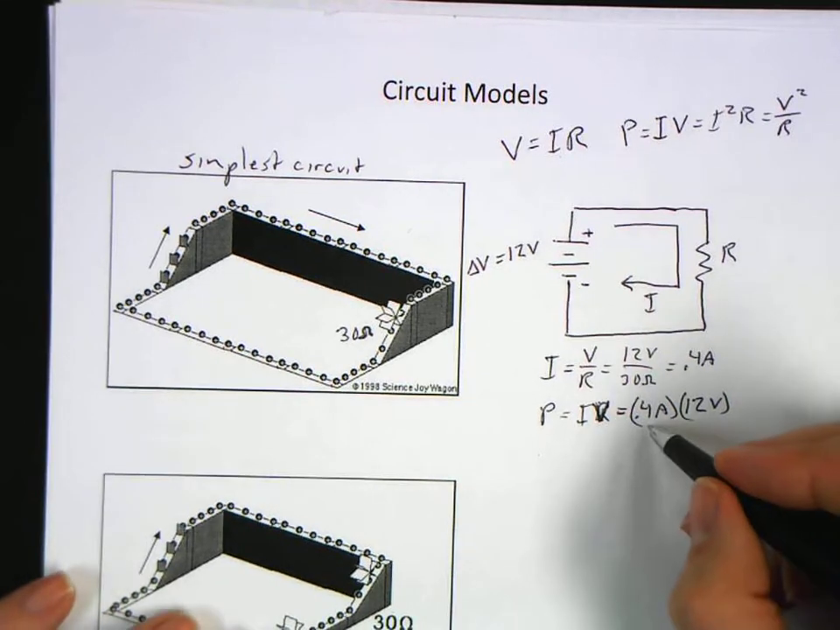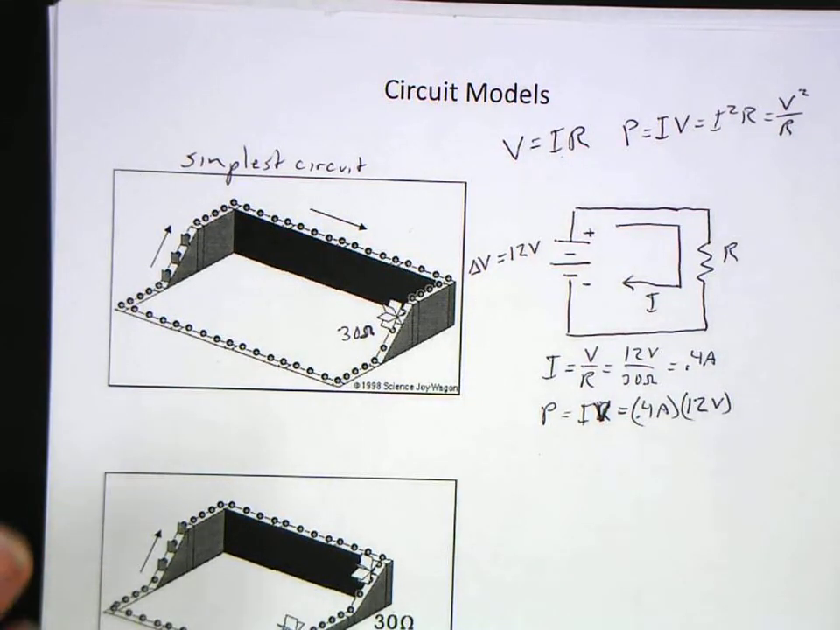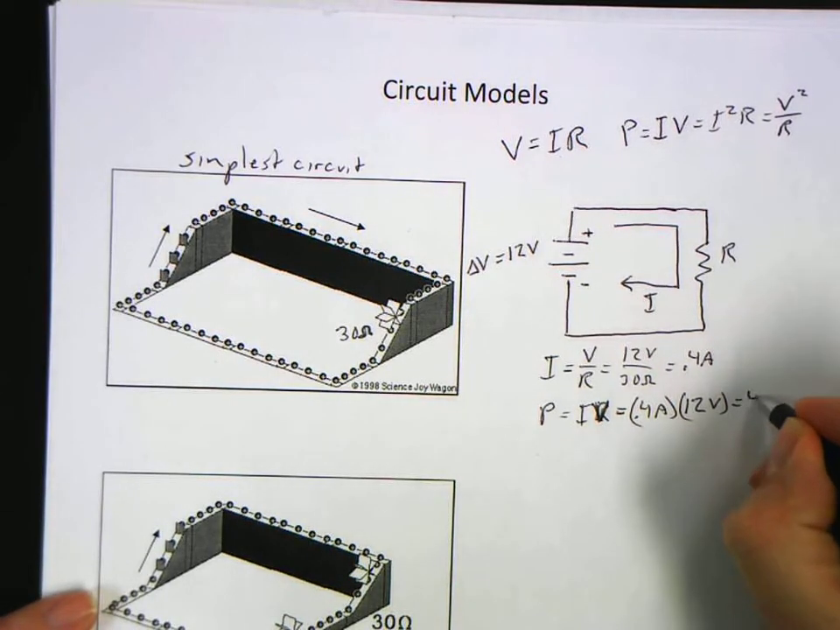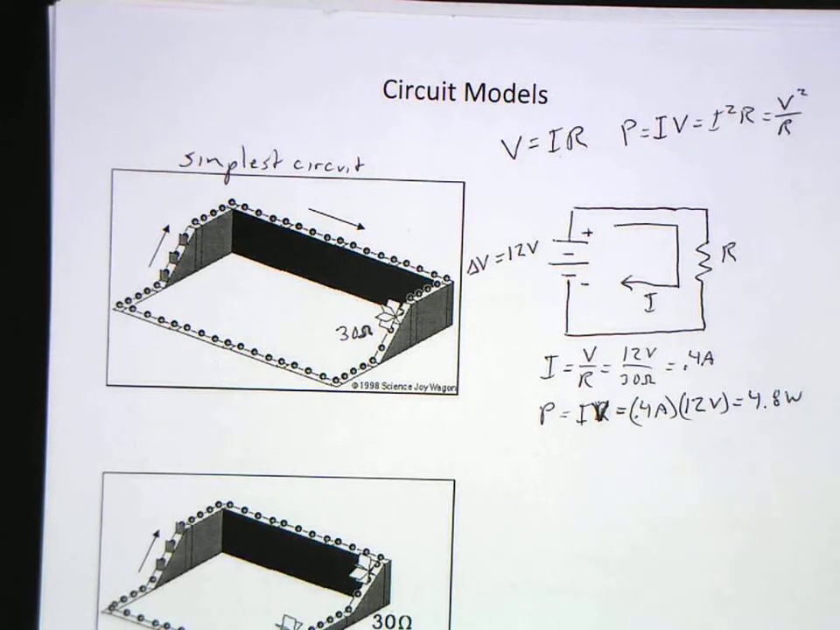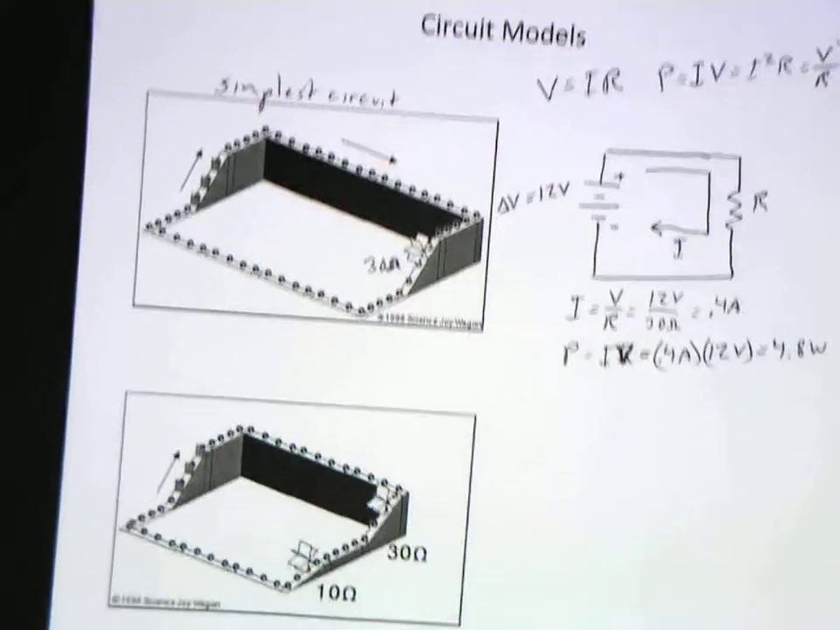The 12 times 0.4, let's see, 48 plus another decimal, so 4.8 watts is what is being used up by that one if we were asked about power. They do have power on the formula sheet. They could ask about it.